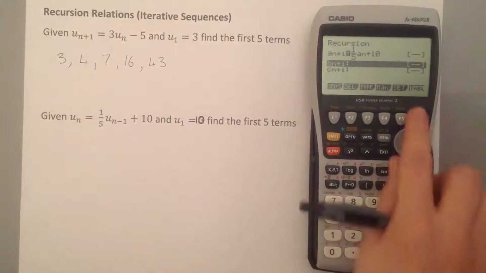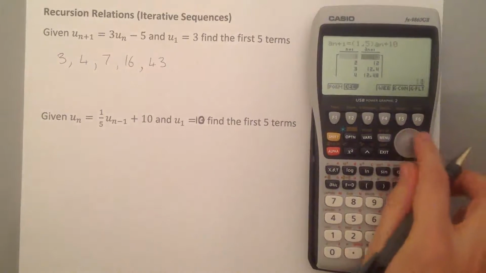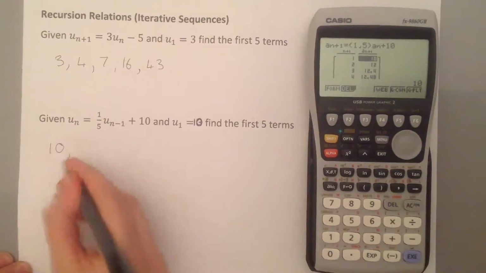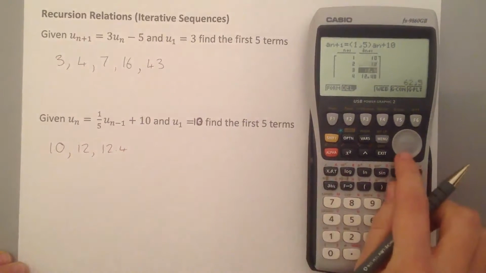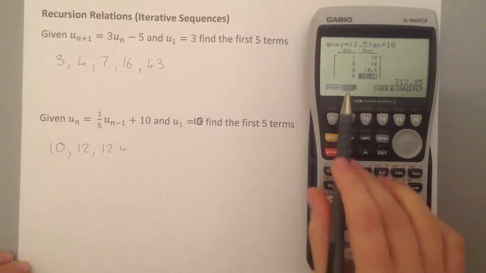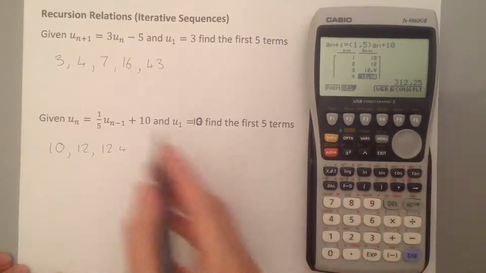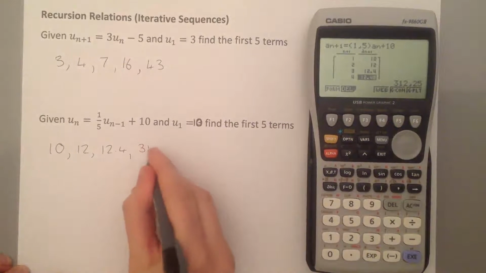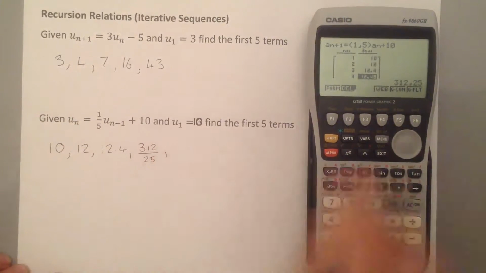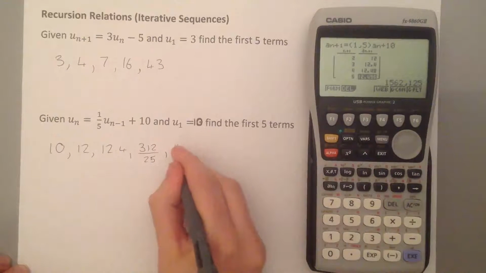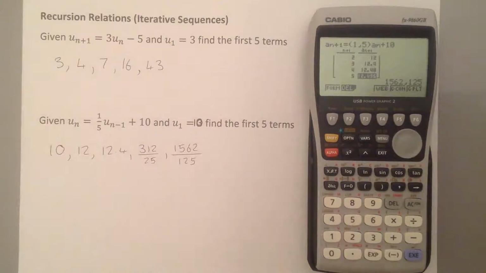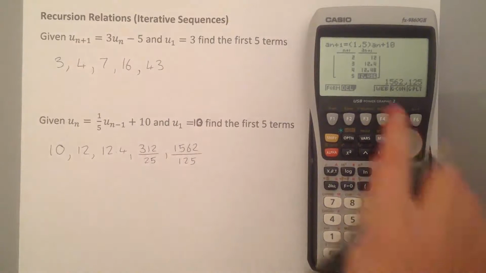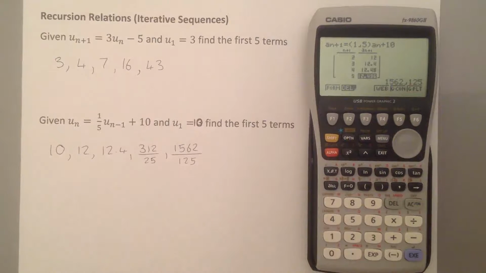And then when I go back to my table, this time I can see that the first term would be 10, the second term is 12, then I've got 12.4, then I've got 12.48. Now it gives it over here as a fraction instead, so you might want to do it as 312 over 25. And again, the next one is also given as a fraction, so it keeps it exact. It might be that you only want them to a certain degree, so you might want to round them, but do always highlight it so you can check what is the exact one as well.